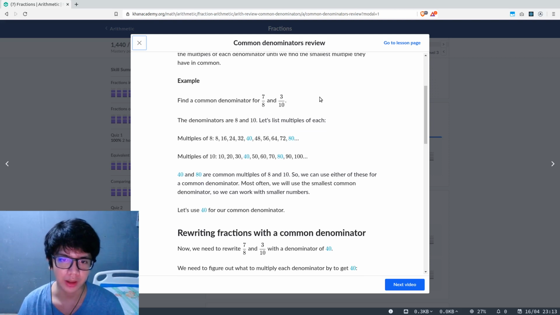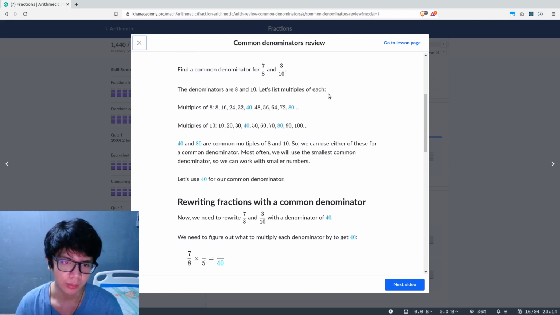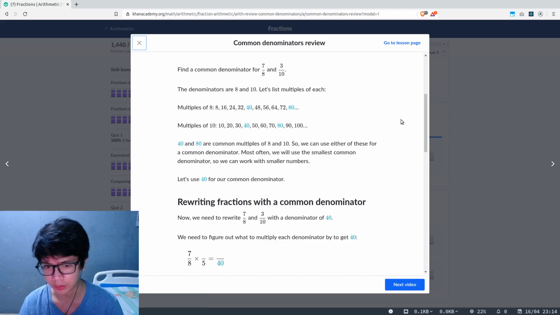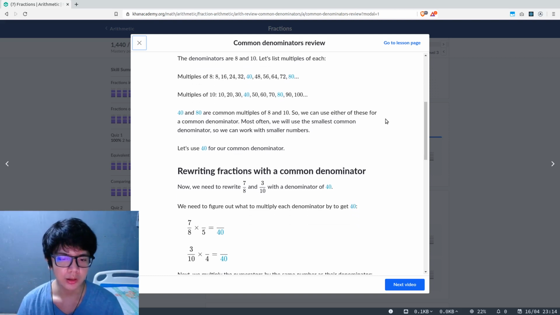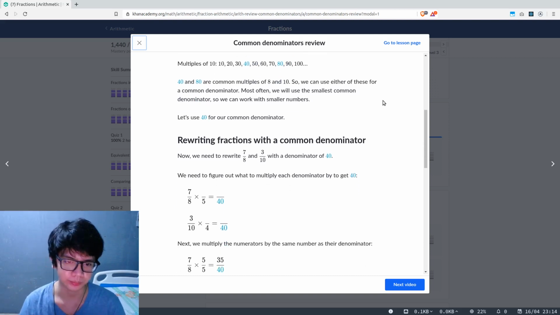Find a common denominator for 7/8 and 3/10. The denominators are 8 and 10. Let's list multiples of each. Multiples of 8: 8, 16, 24, 32, 40. Multiples of 10: 10, 20, 30, 40. 40 and 80 are common multiples of 8 and 10, so we can use either of these as a common denominator. Most often we will use the smallest common denominator with small numbers. Let's use 40 for our common denominator.